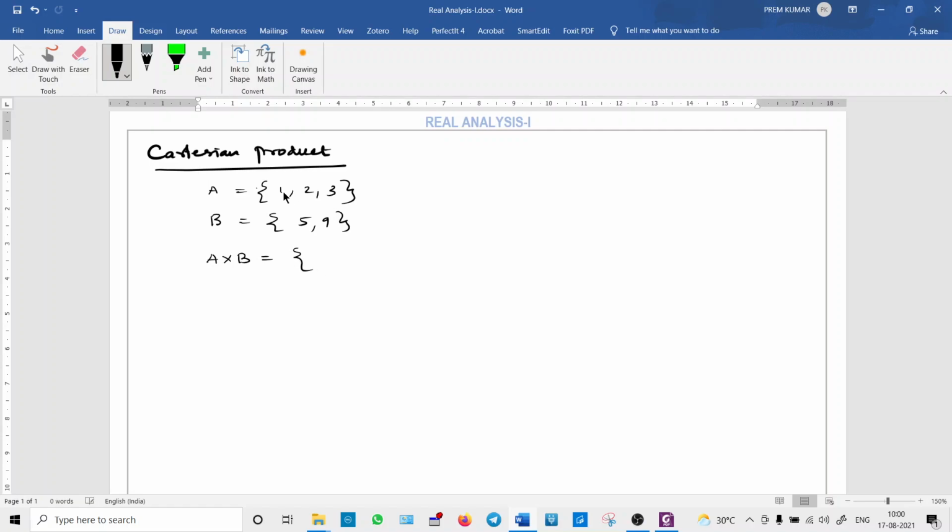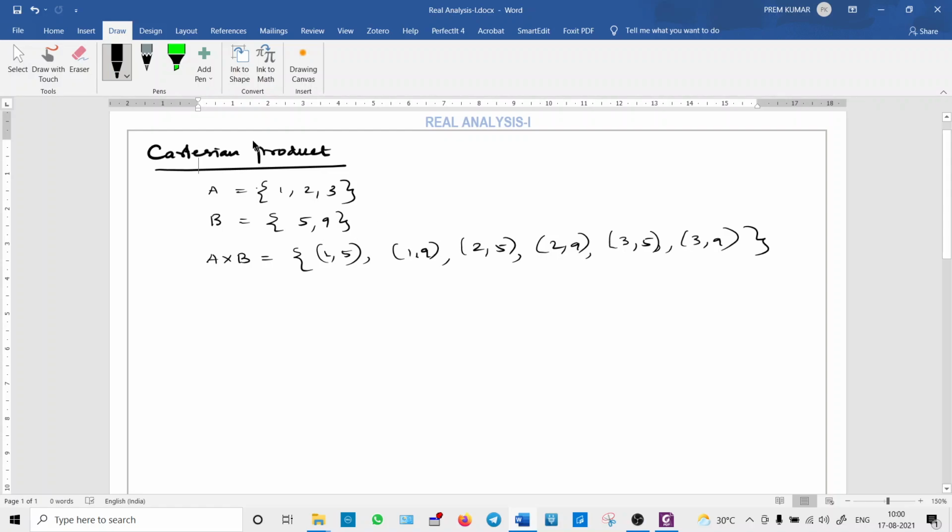All possible ordered pairs. See, the first element you take from A, 1 comma 5. This is one element of that set. Next 1 comma 9. Next 2 comma 5. Next 2 comma 9. Next 3 comma 5. Next 3 comma 9. So these are ordered pairs. This is the set, and each element is not a number, they are ordered pairs. The first element should come from A and the second one should come from B. This is the basic example of the meaning of Cartesian product of two sets.